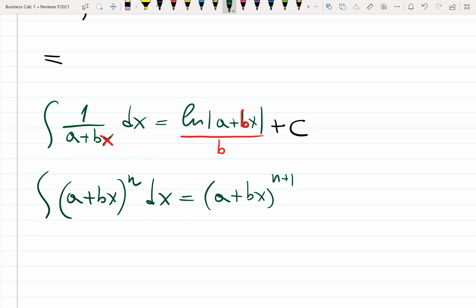N plus 1, anytime. You don't have to do it right now. Over n plus 1. Someone is not muted. Times 1 over the leading coefficient b, like so.